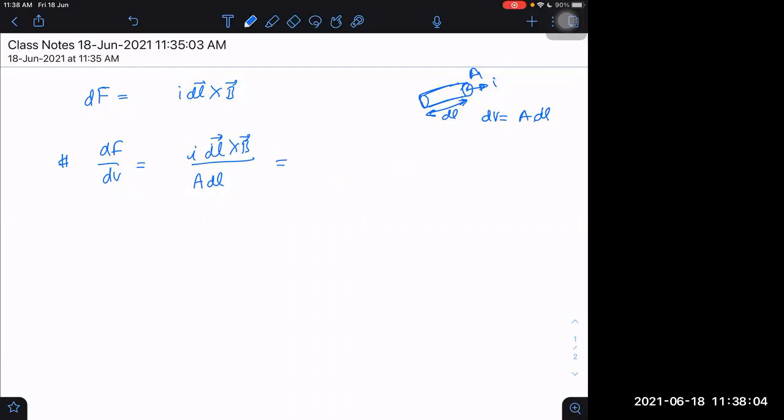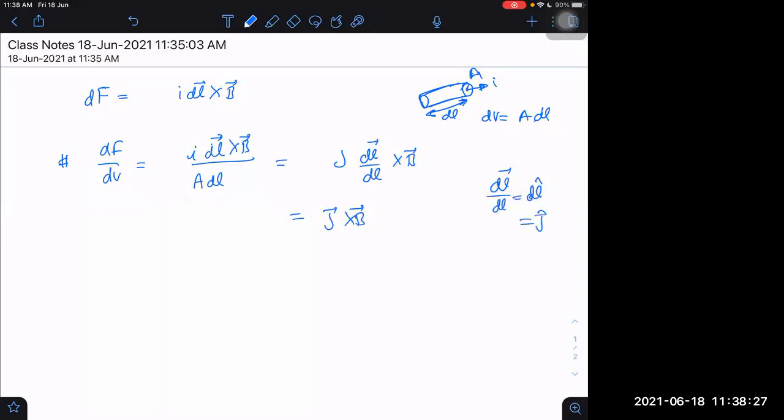Let me write it: I upon area is J, and J into dl bar divided by dl will become dl cap. But dl cap is in the direction of J only, so I can write J cap cross B. Why? Because dl vector divided by dl is equal to the unit vector along dl, which is also J cap, because J cap is also that vector only.